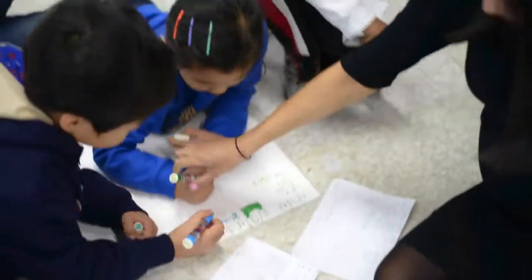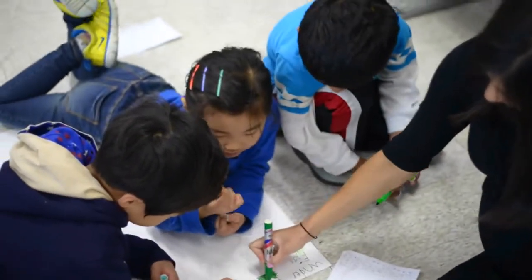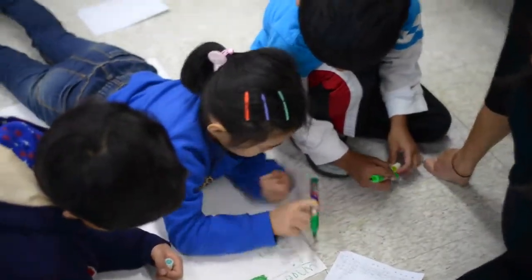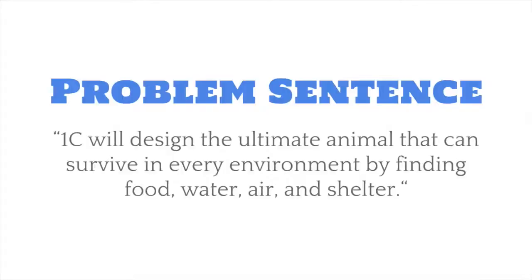Next, we placed the students in groups and had them list all the external parts animals would have in different habitats. Using the most significant need and insight, the class developed this problem sentence. 1C will design the ultimate animal that can survive in every environment by finding food, water, air, and shelter.